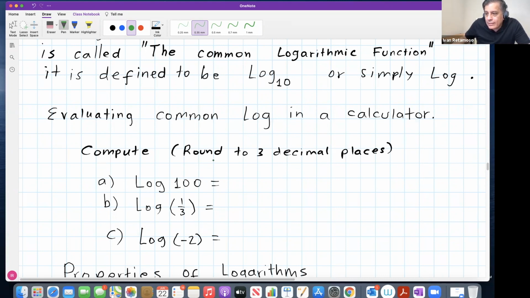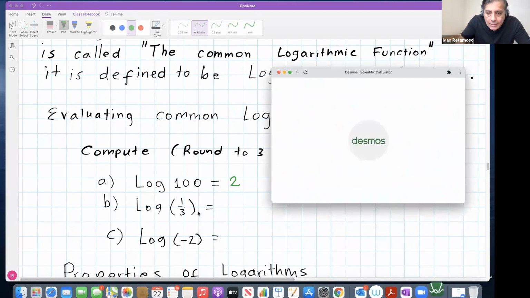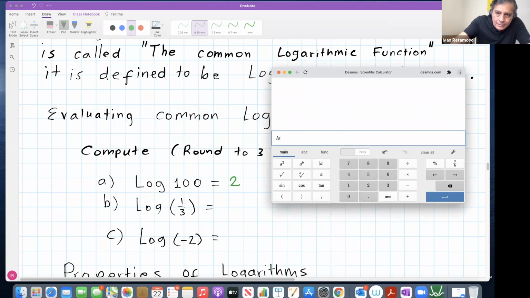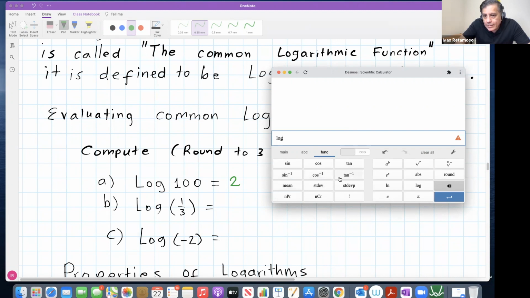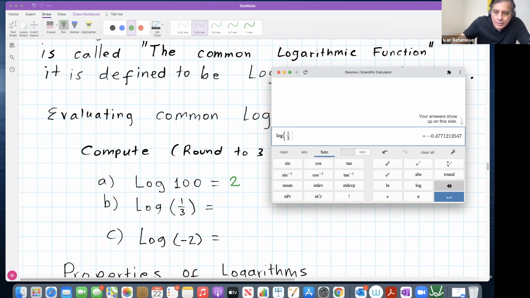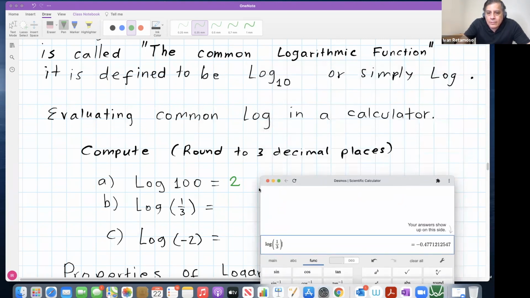Not always. So that is the intention of this part, to show that in general, you may have to use the calculator. For example, here, log of 1/3. What should be log of 1/3? So you take your calculator, right? And type log, or you can pick it up also from functions. Doesn't matter. Then within parentheses, you're going to write 1/3, close parentheses, and that should give you the result, right? Negative 0.477.